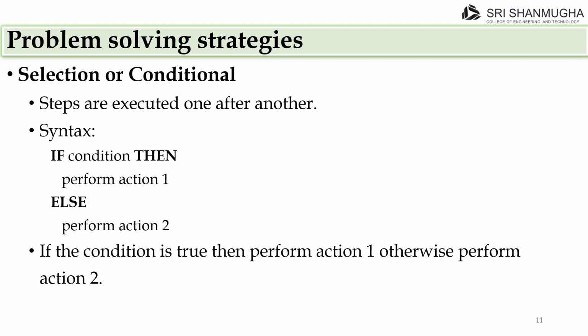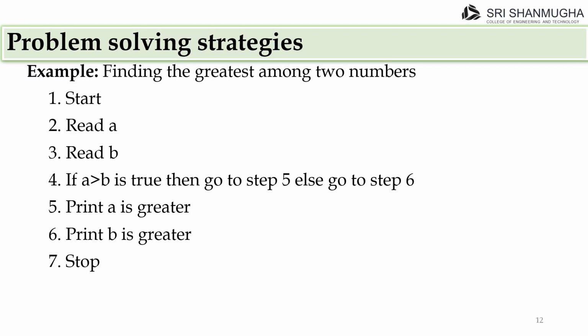First we will check the condition. If the condition is true, then it performs action 1. If the condition is false, automatically it moves to the else operation and performs action 2. Check, I have given an example. First step, it will start the program. Next, reading variables A and B. Now I am checking the condition A is greater than B. If the condition is true, where will it move? It will print A, that is, move to step 5. If the condition is false, it directly moves to step 6, that is, print B is greater. After completing this operation, we will stop the program.